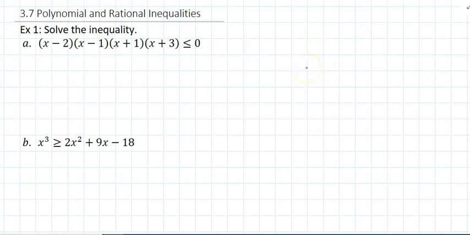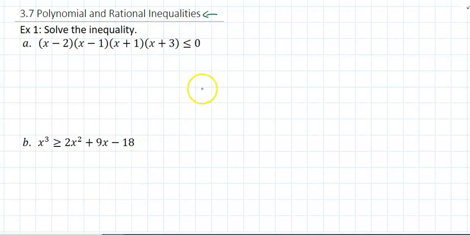Section 3.7 talks about polynomial and rational inequalities. So this is no longer linear inequalities. Linear inequalities, we treat a linear inequality like an equal until you multiply or divide by a negative. You have to switch the inequality symbol.